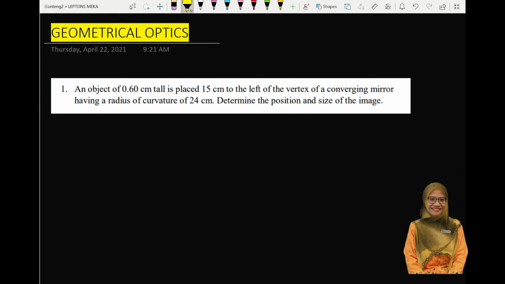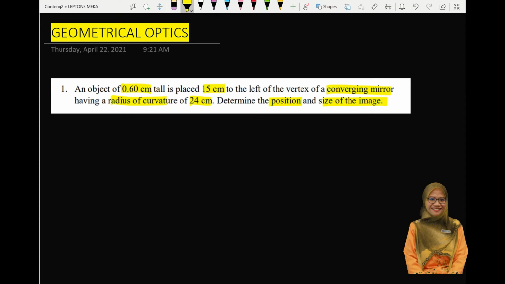So today we will discuss chapter 7, geometrical optics, the mirror and also the lens. So now look at the first question. We have an object 0.60 centimeter tall placed 15 centimeter to the left of the vertex of a converging mirror having a radius of curvature of 24 centimeter. Determine the position and size of the image.